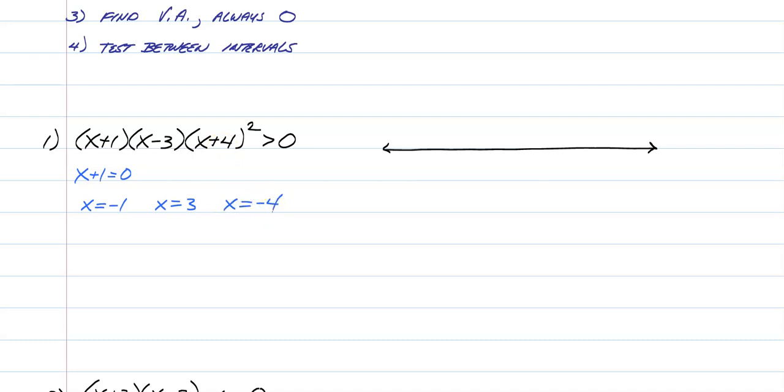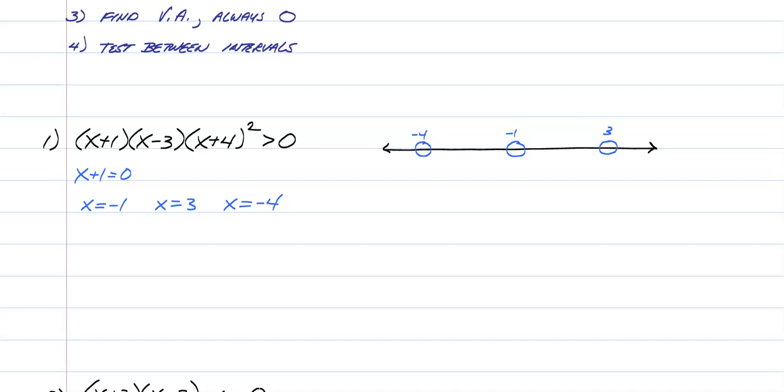Okay? So now, this is greater than, so we're going to have open circles. We're going to plot these guys in order. So we have negative 4 furthest to the left, and we're going to have negative 1, and we're going to have positive 3. Now, they don't have to be perfectly spaced or anything like that because this is just for us to test.